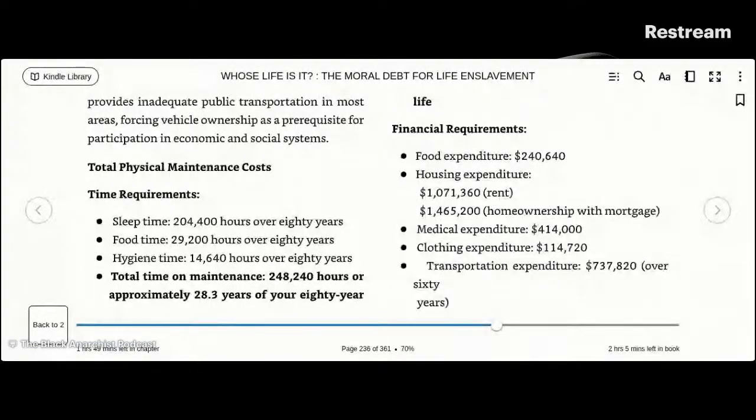Financial requirements. Food expenditure, $640,000. Housing expenditure, $1,071,360 in rent, $1,465,200 for ownership with the mortgage.